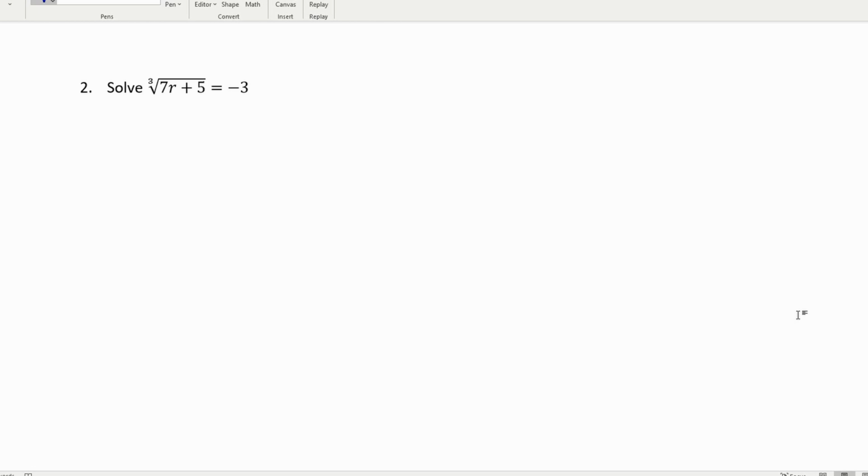Moving on to question number 2, we want to solve this radical function. I see a cube root here, so I'm going to want to cube both sides. Let's cube both sides, put that in parentheses. So I have 7r plus 5 is equal to negative 3 cubed. That gets me negative 27. Subtract 5 on both sides, so negative 32 is equal to 7r. And so r is going to be equal to negative 32 over 7. If that could get simplified, I would simplify it, but this one cannot be simplified, so I'm all good to go.